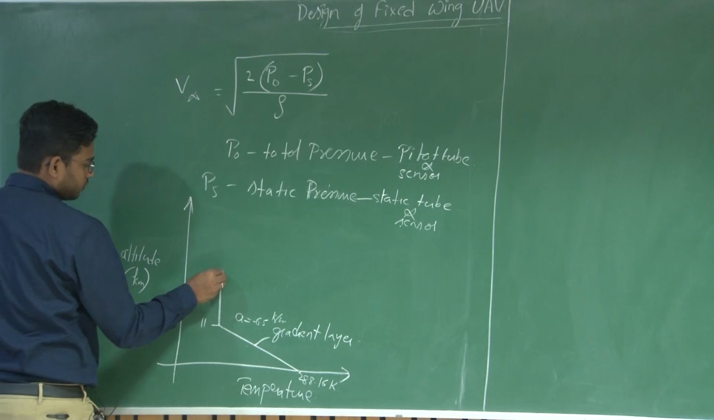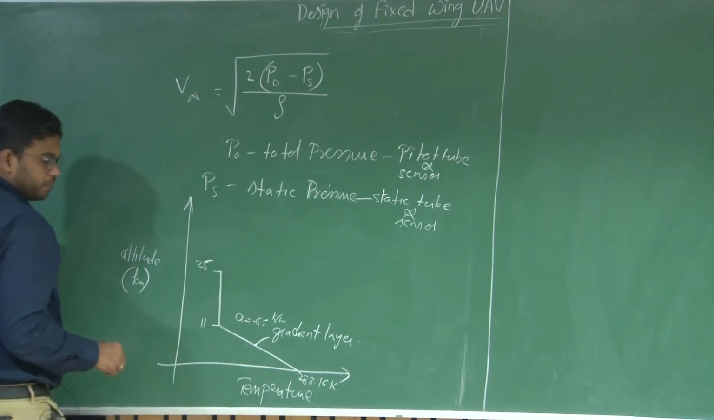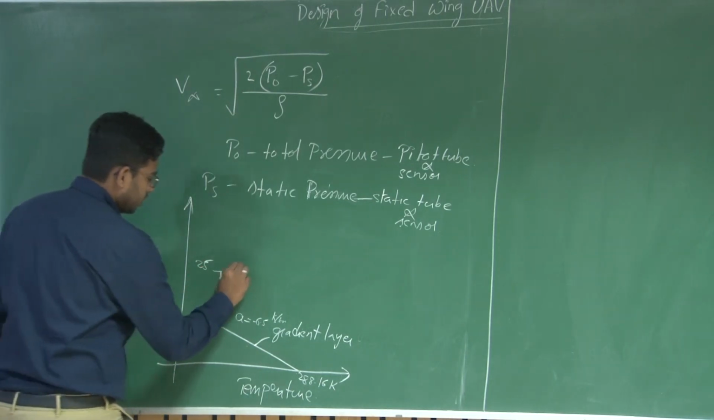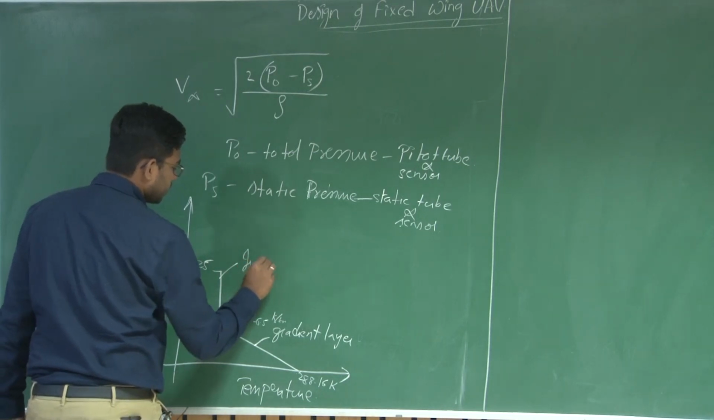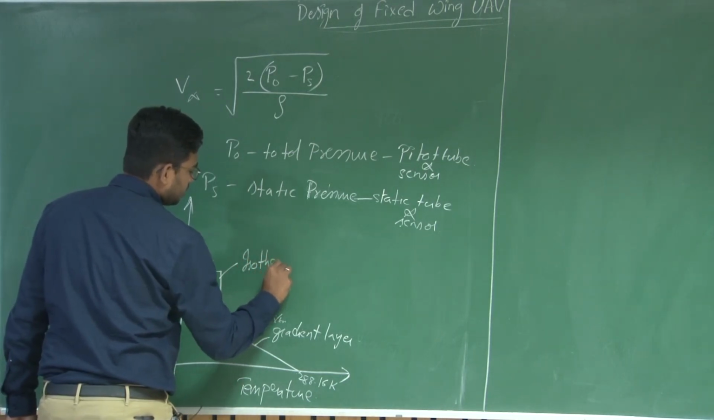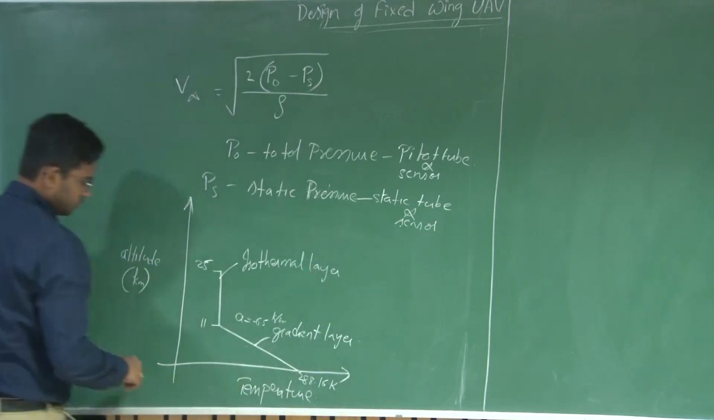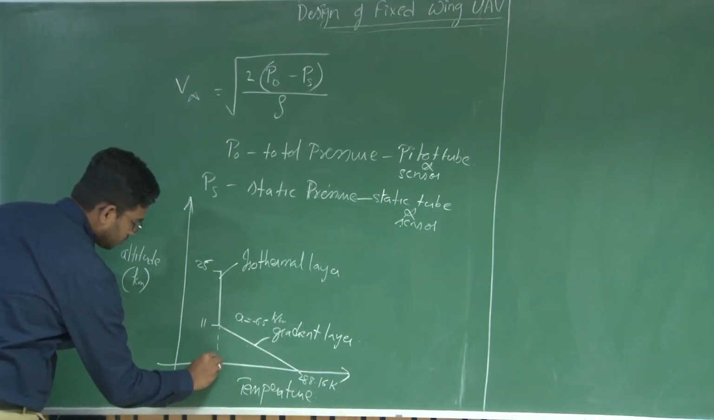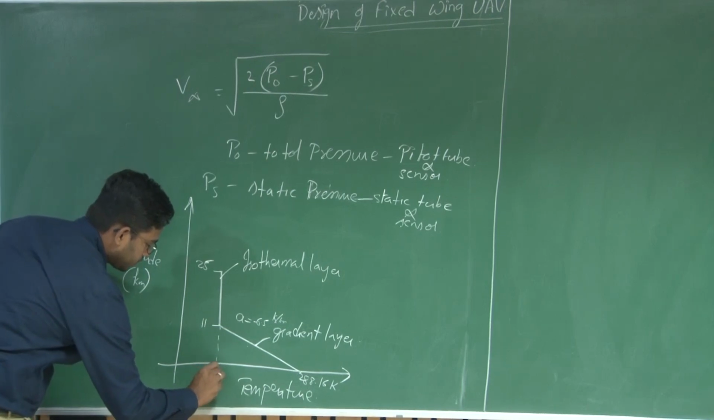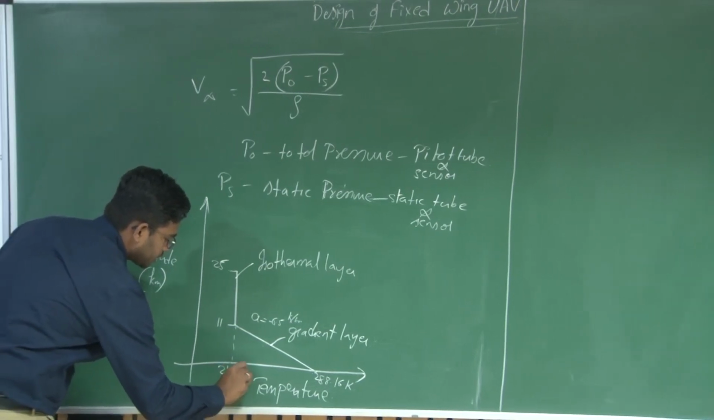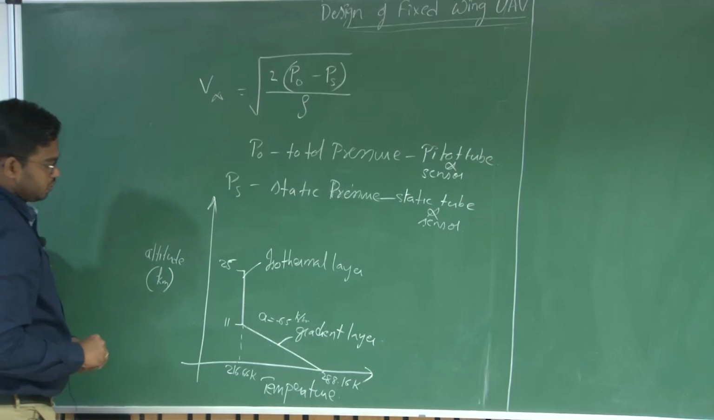And from 11 to 25 kilometers, it is observed that the temperature almost remains constant, and the corresponding layer is termed the isothermal layer. So at 11 kilometers, we observe it is 216.66 Kelvin.